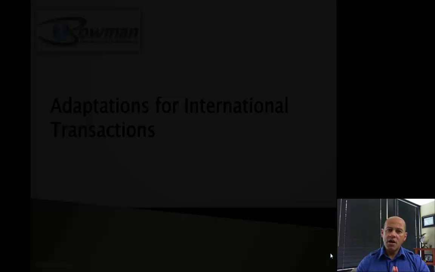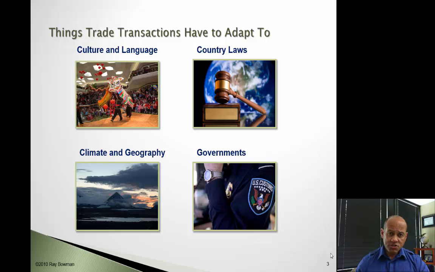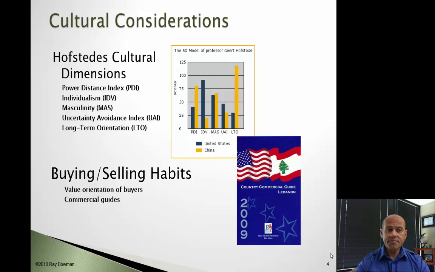In this lesson, we're going to talk about adaptations for international trade transactions. So, if we're looking at different markets around the world and penetrating those markets, we have to realize that there are certain things that we have to adapt to that may not be the same as our home markets, our domestic markets. I divide these adaptations into four different areas. The first area of culture and language, country laws, climate and geography, as well as governments, and how they execute the law. So first, let's look at cultural considerations.